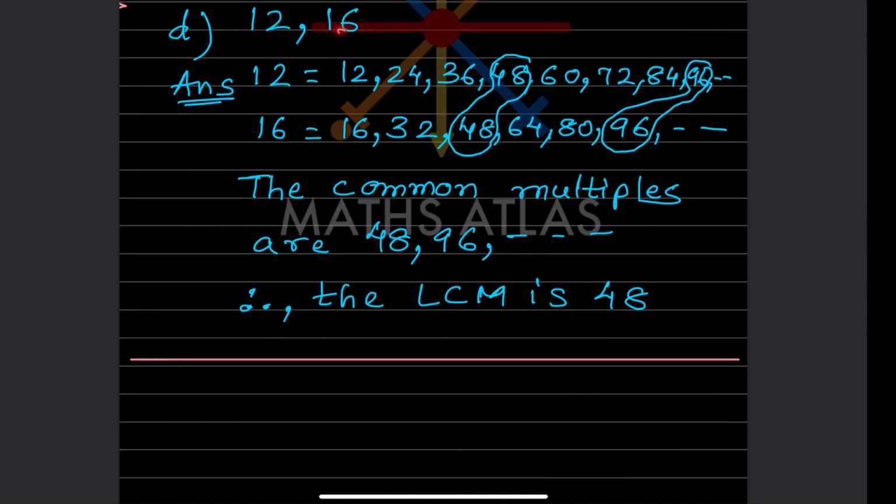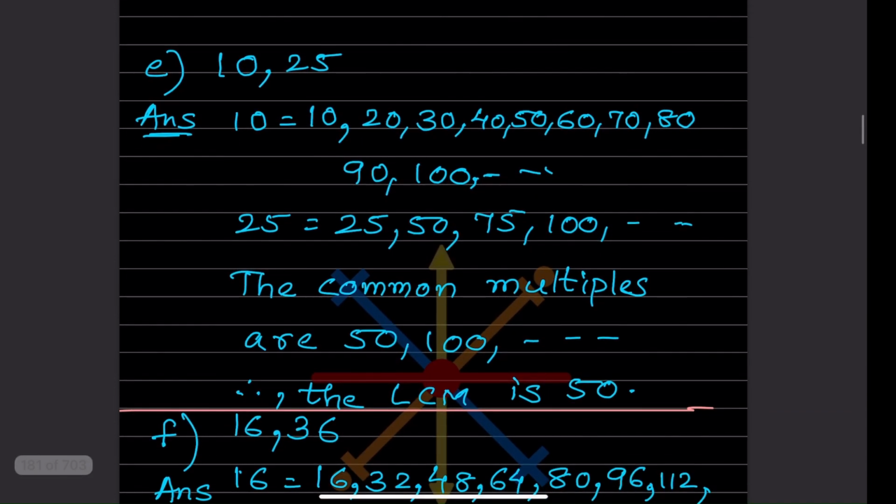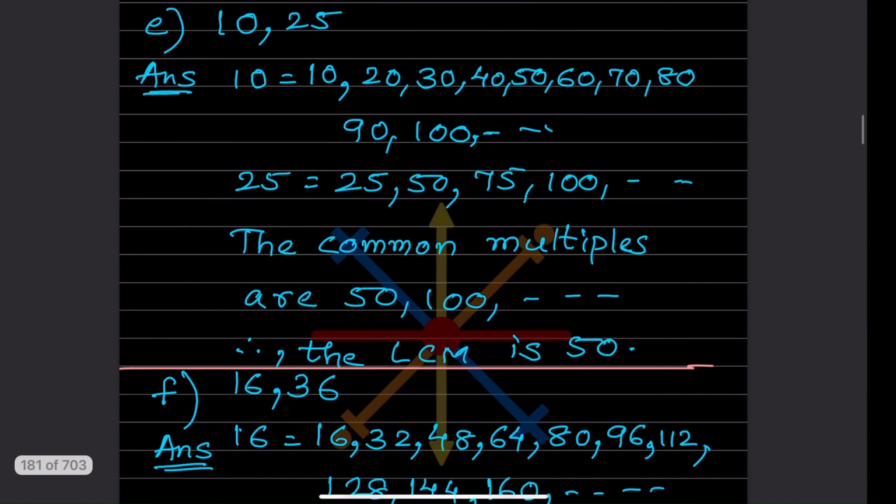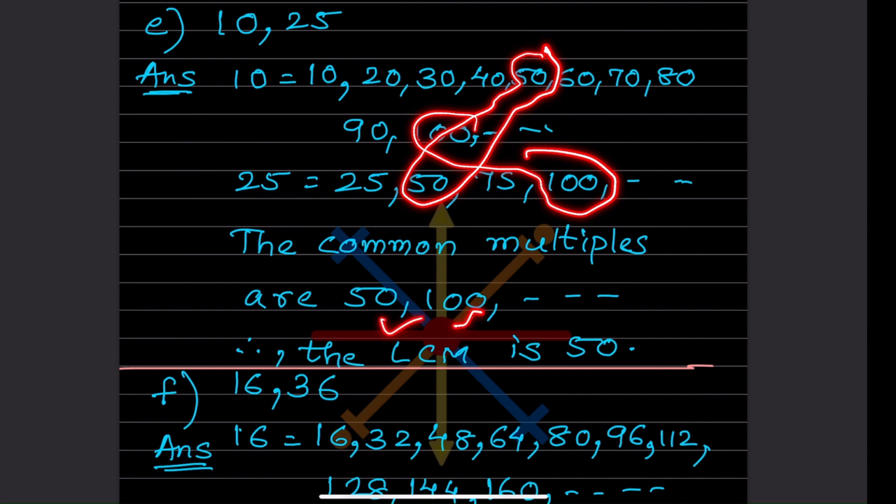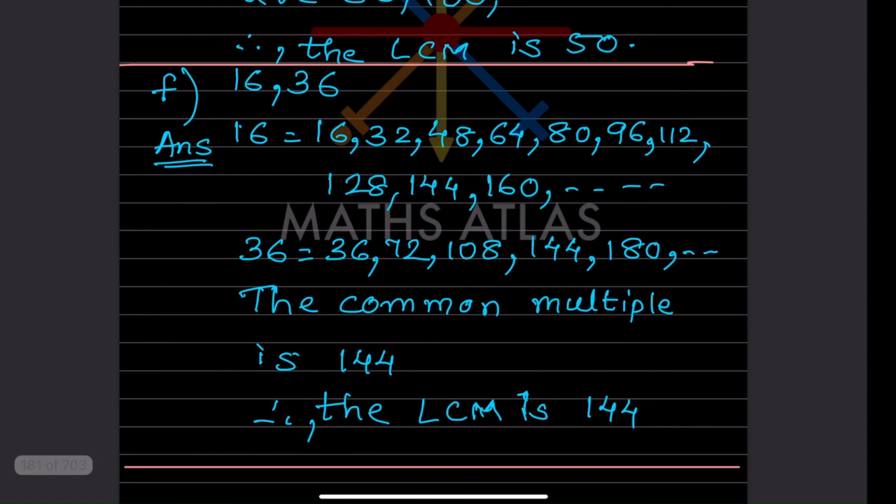Same here for 12 and 16: 48 and 96. So this is 48. Then 10 and 25. What can you see common over here? This is 50 and then 100. So 50 and 100, the smallest is 50. Again here, you can see just 42, and there will be some number after this one. So the first number is 144.